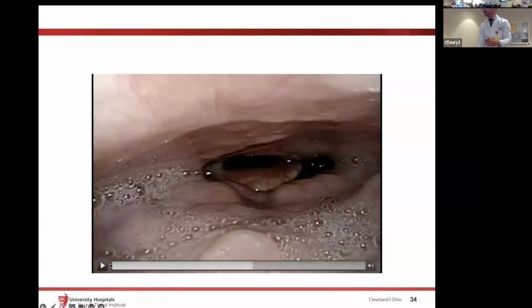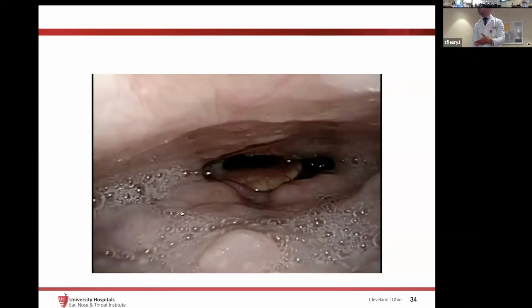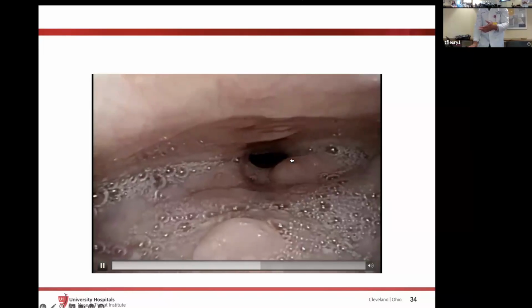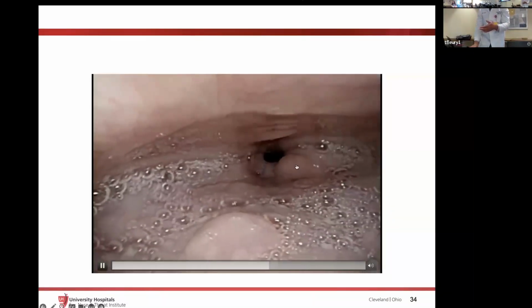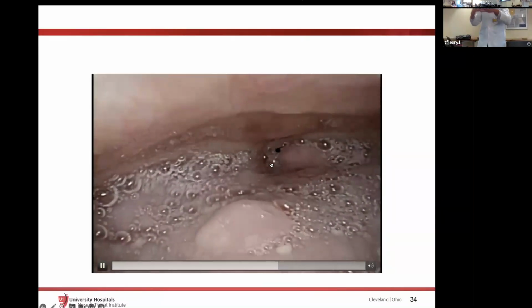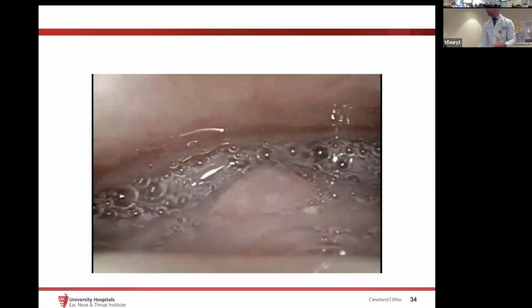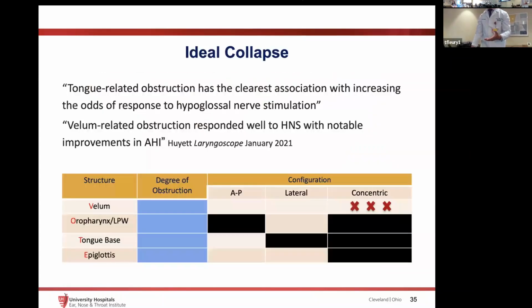This is tongue activating. That's why patients don't have awake sleep apnea. That's why they have sleep apnea. Because as soon as they sleep and they relax, look how the back of the tongue is fully collapsing. So this is an AP collapse, and then it comes to a full collapse. So this would be really your best patient to implant.